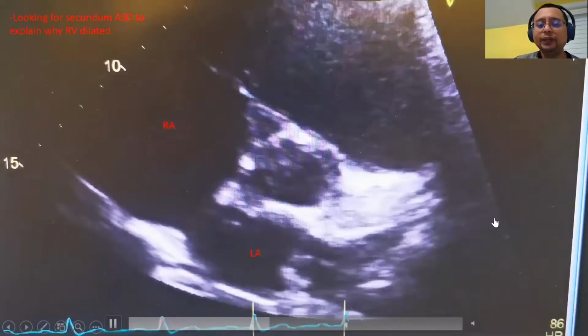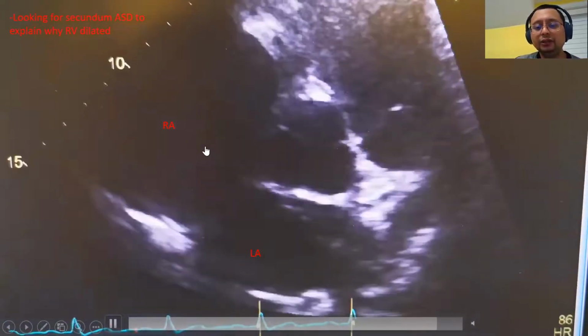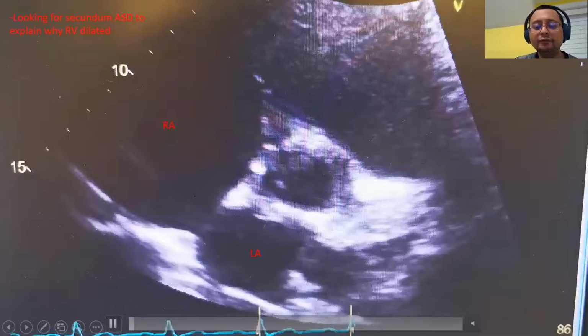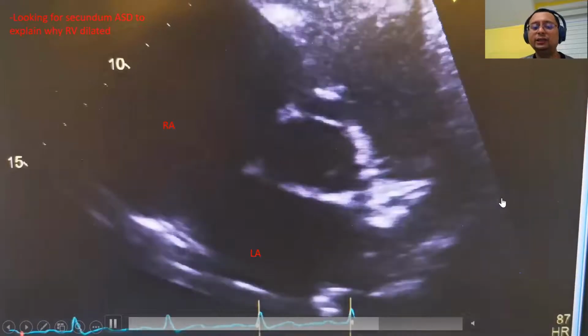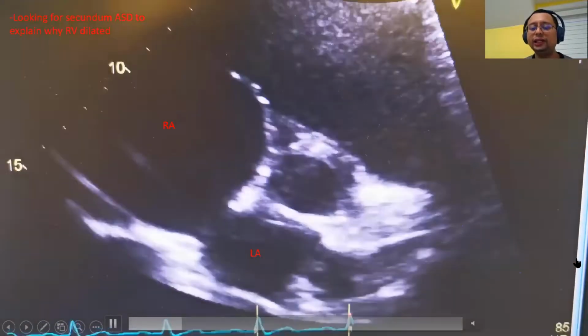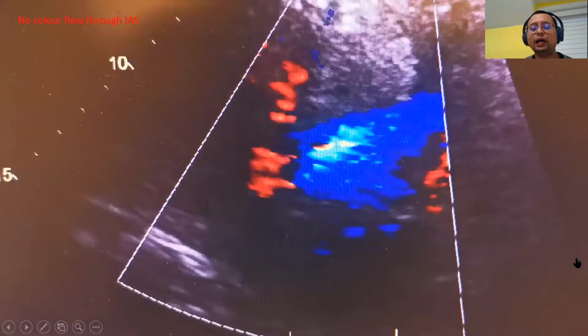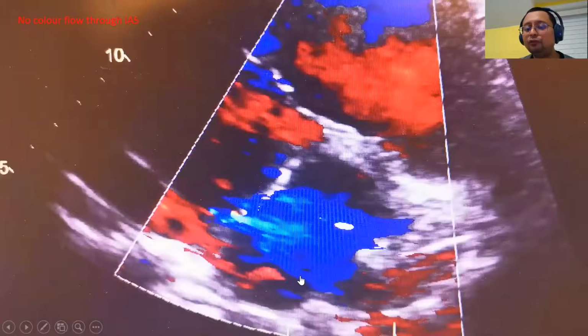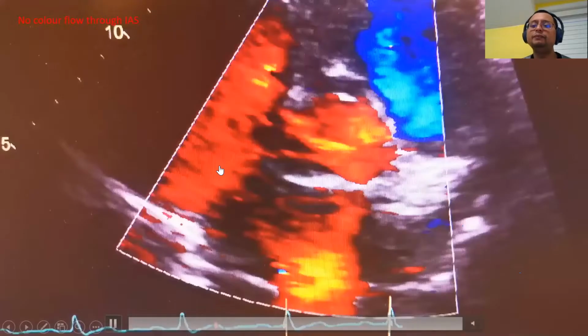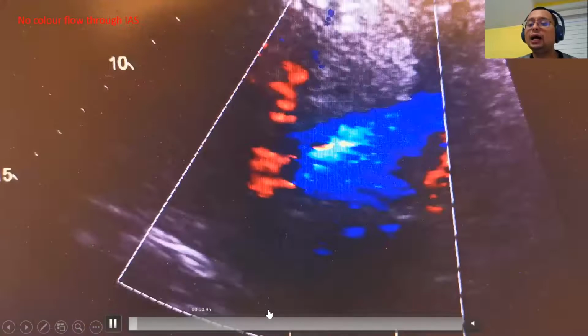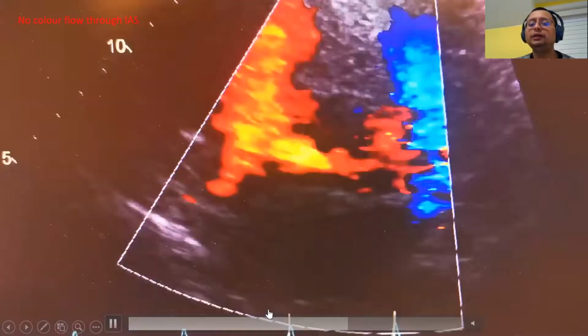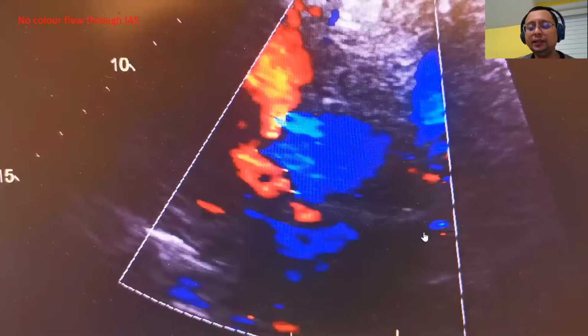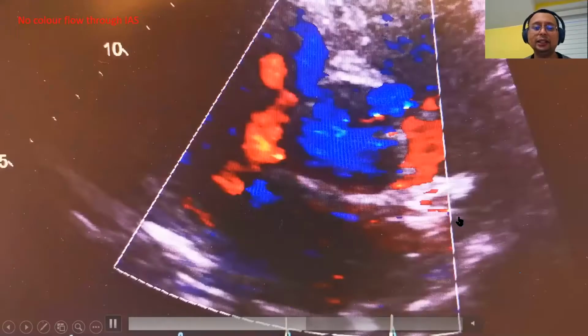So this is a parasternal view, so that is the left atrium and right ventricular outflow tract. Again, I wanted to see whether there is an atrial septal defect. I want to see whether there is a flow from the left atrium to the right atrium. So I put a color, and there is no flow from the left atrium to the right atrium. Again, I actually rule out secundum atrial septal defect. So this is not secundum ASD. This is not primum ASD.